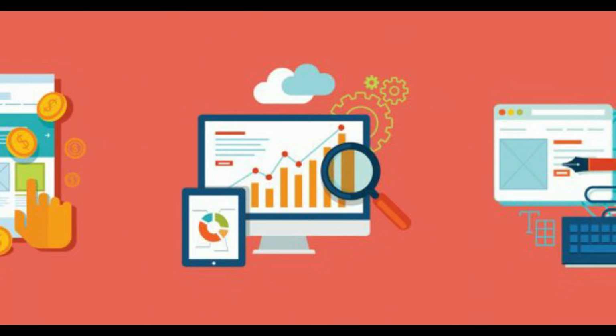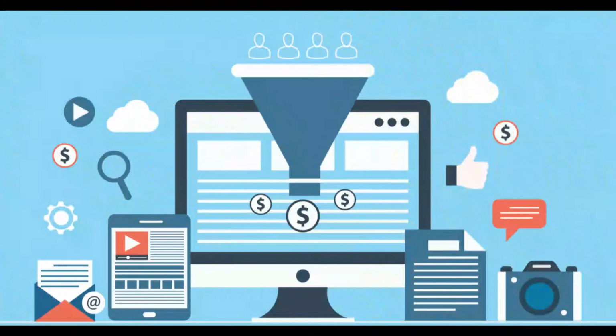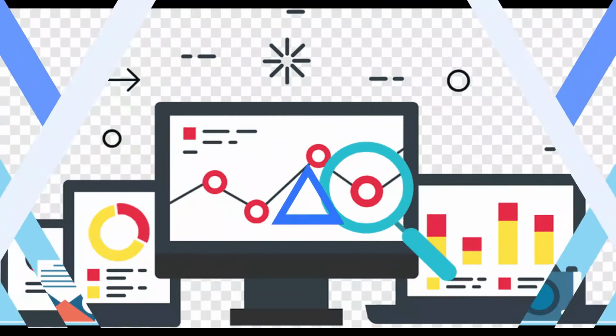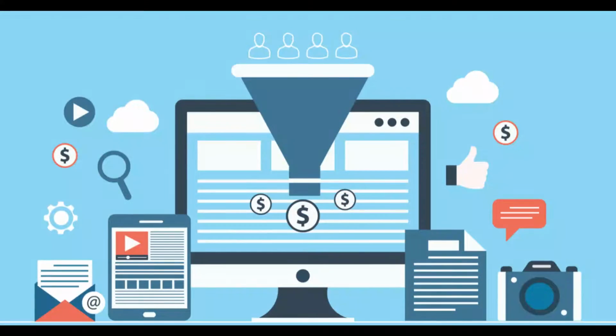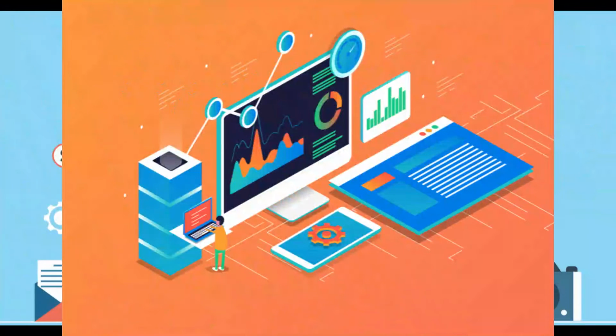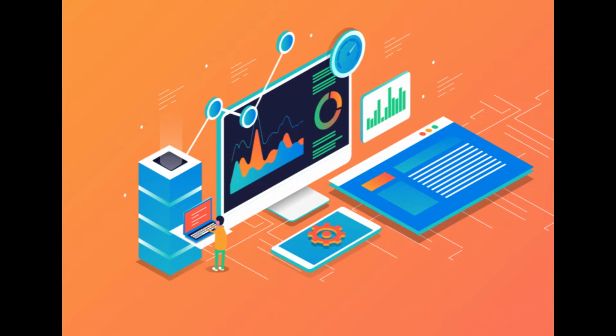Here's how CTA types convert, according to a study by the agency. Button CTAs have an average conversion rate of 5.31%. Text CTAs have an average of 2.06%. Design CTAs have an average of 3.53%.